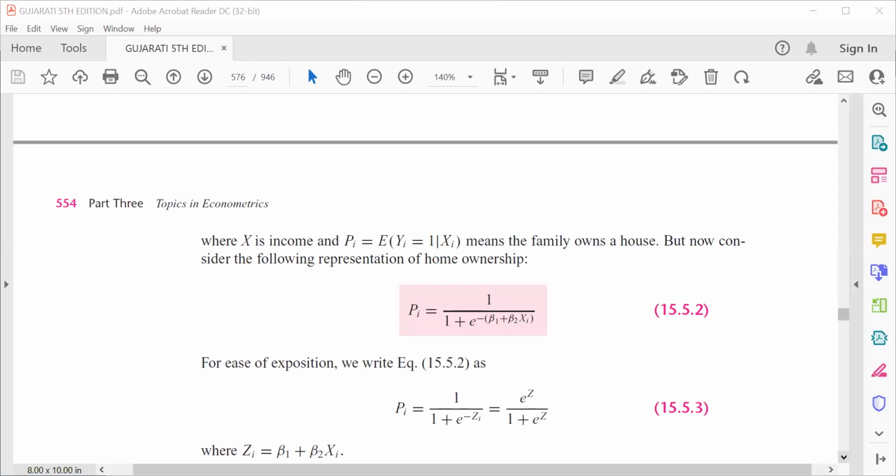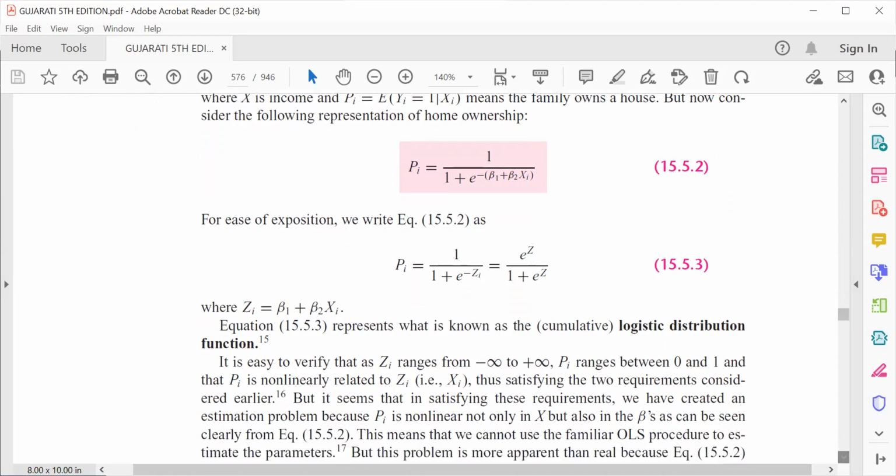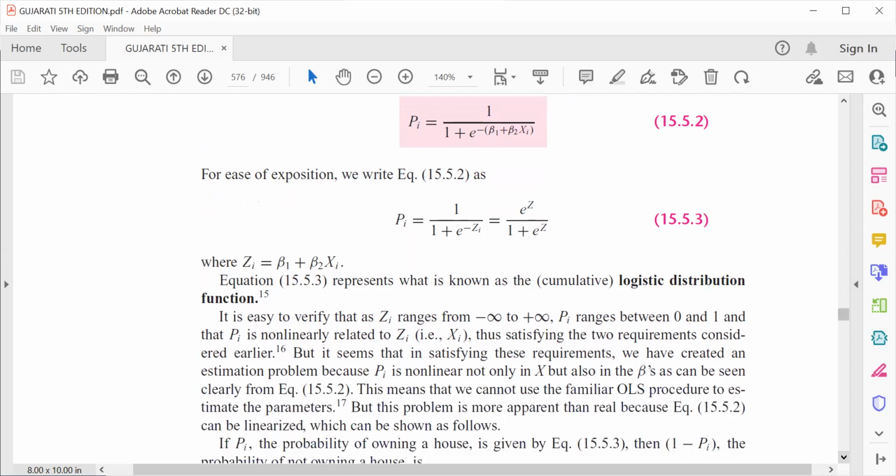So now here we transform our equation. For ease of exposition, we write the equation this way. Now Z is beta 1 plus beta 2 Xi. Equation 15.5.3 represents the cumulative logistic distribution function. It is easy to verify that as Z ranges from negative infinity to positive infinity, Pi ranges from 0 to 1. P is non-linearly related to Z, thus satisfying the two requirements considered earlier.